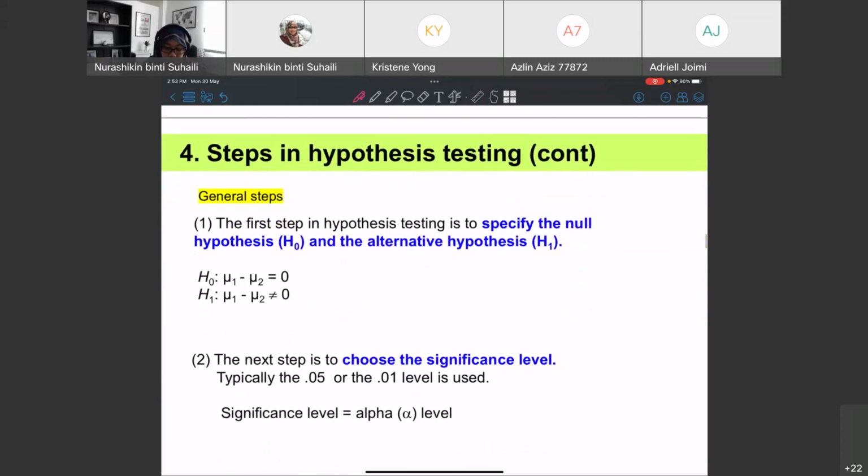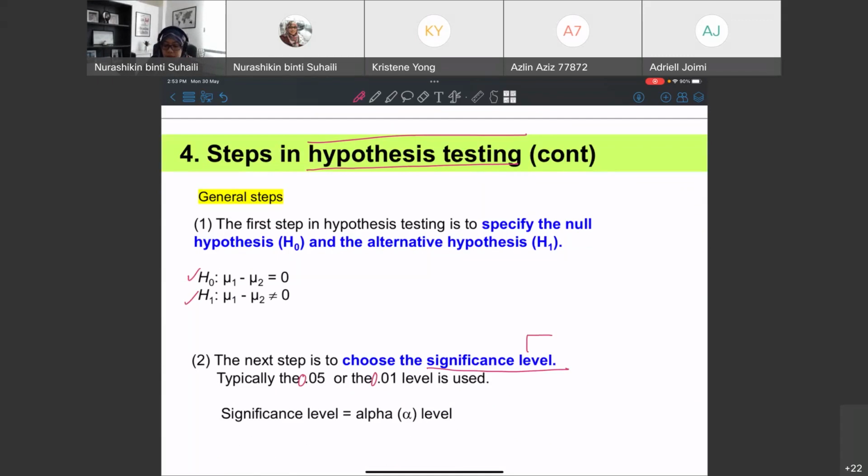So let's have a look at the general steps first. What are the steps when we say hypothesis testing? See, this term, we want to test our hypothesis. The first step is always to specify the hypothesis, the null and the alternative hypothesis. This is what we have done just now. The second step is to choose the significance level, whether it's 0.05 or 0.01. Those are the two common values used in statistics.